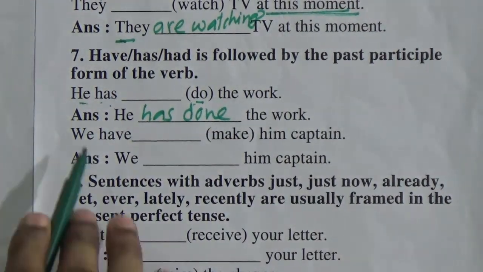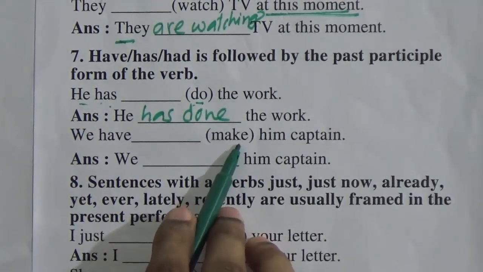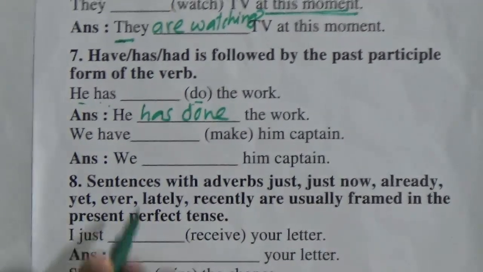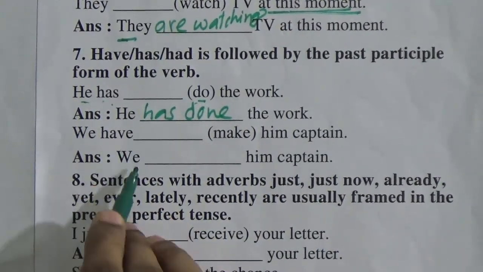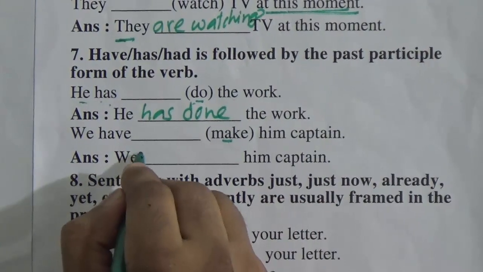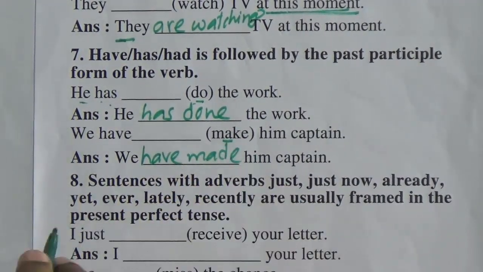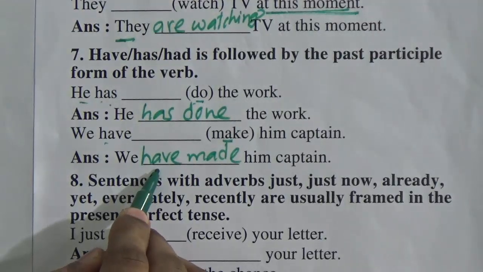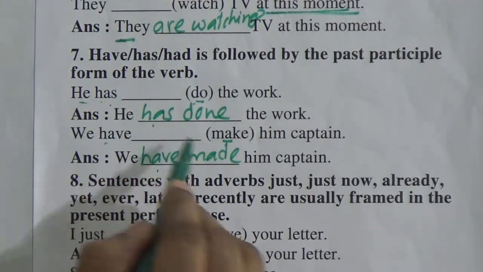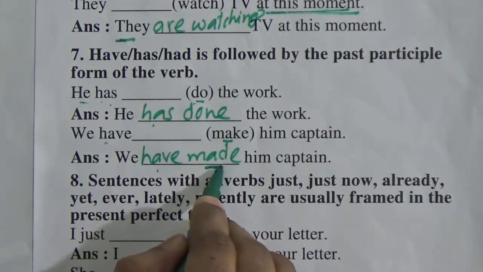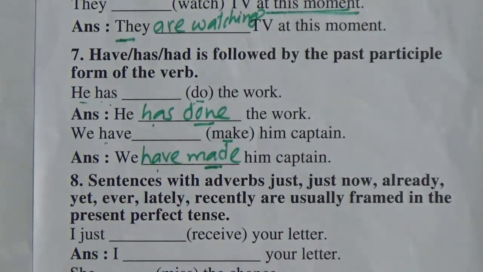Next one, we have dash make him captain. This is also present perfect tense. After have, has, the past participle of the main verb. So we have made. So have is given here, okay? No confusion. Have, has is given, so only made and done are added, okay?